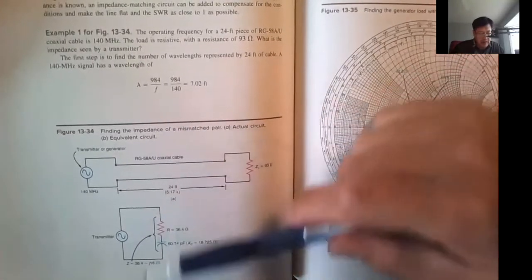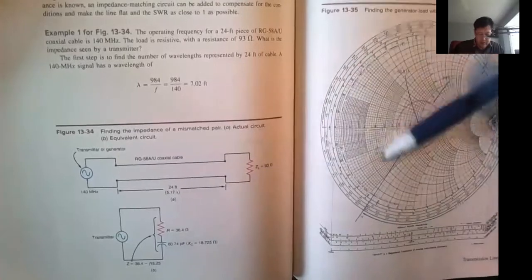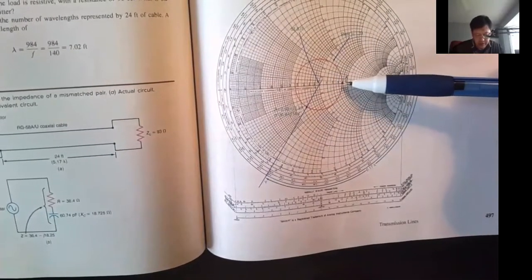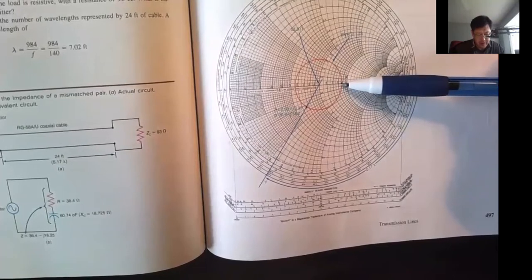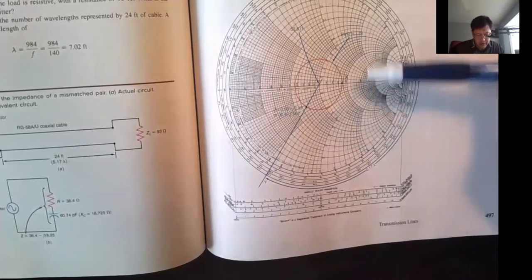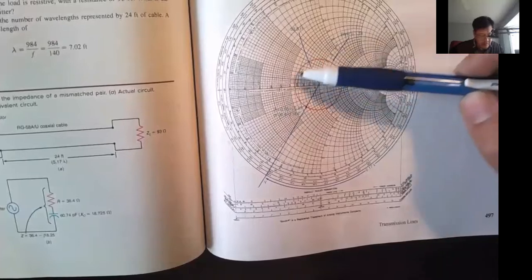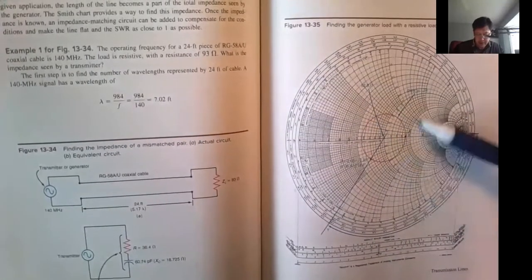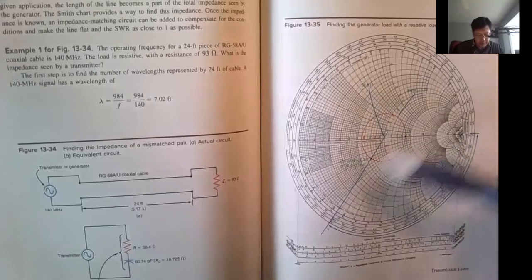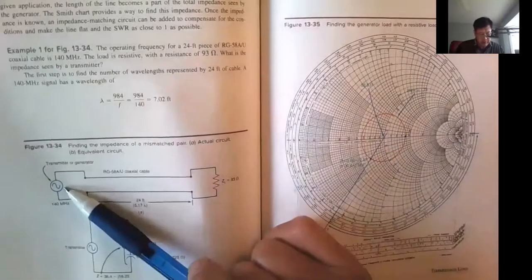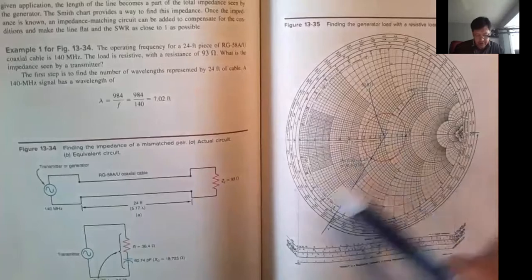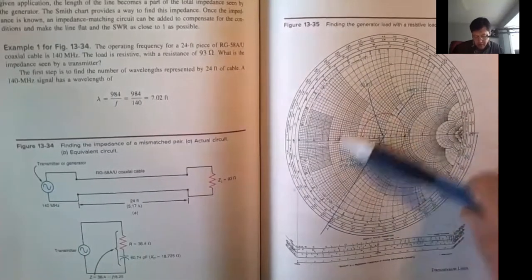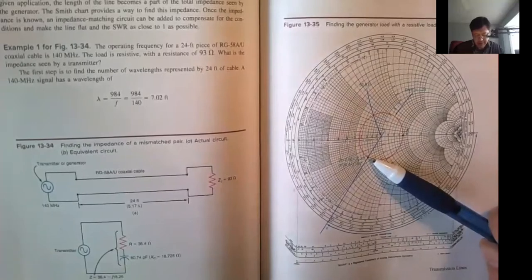I will skip the details of how to use the Smith chart. Basically, you start with this 93 ohm. Where is 93 ohm? Right here. You start at 93 ohm and draw a circle, and then you travel the circle based on the 24 feet distance. If you go from source to the load, you travel one direction. Go from load to source, you travel the opposite direction. So you started here, you travel 24 feet, and ended here. That will be the combined impedance.